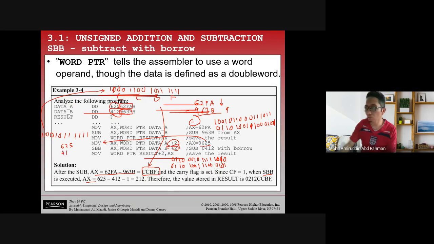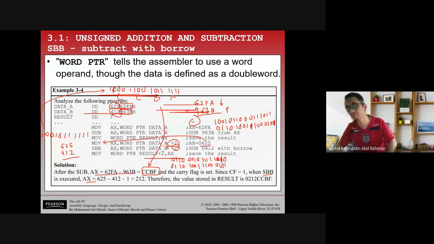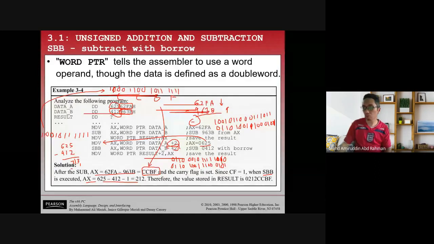412 subtract. Okay, for the SBB, it performs the subtraction. This is the way it performs the subtraction: minus, you obtain 3, 1 and 2, and then minus 1 again. That's the function of SBB. So you have the results of 2, 1, 2.